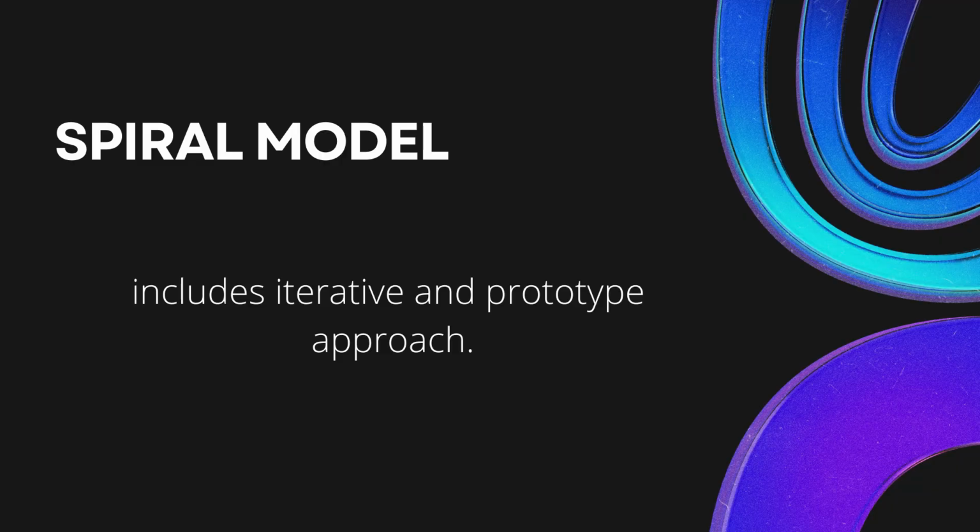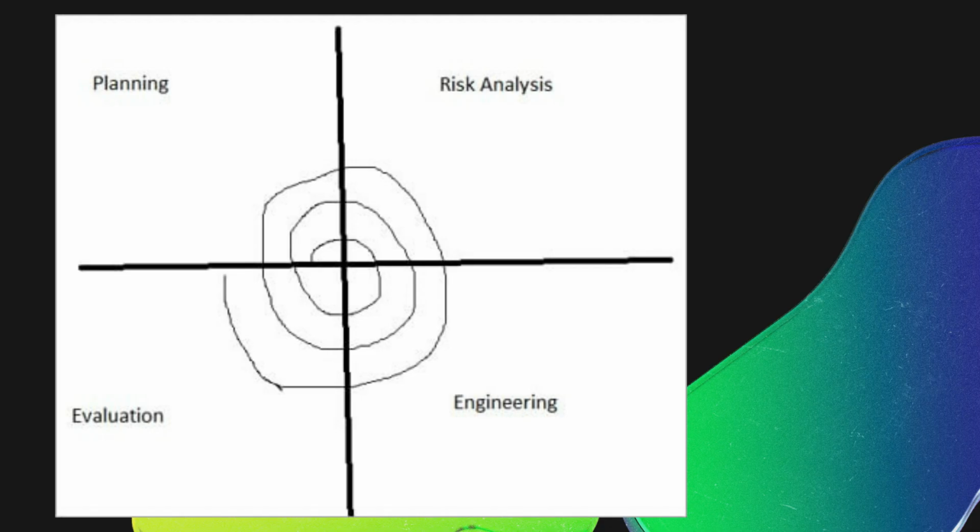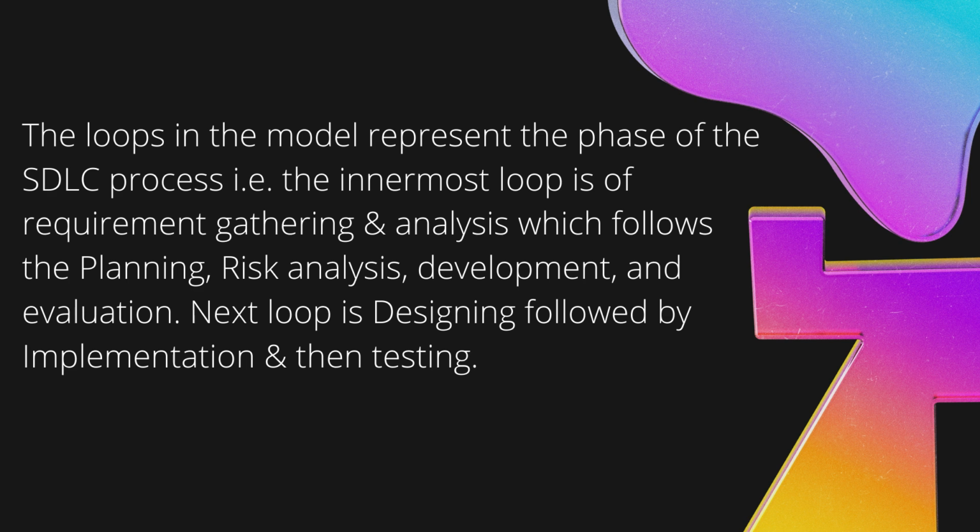The spiral model includes iterative and prototype approach. Take a look at the diagram for this model. Spiral model phases are followed in iterations. The loops in the model represent the phases of the SDLC process, such as the innermost loop is of requirement gathering and analysis, which follows the planning, risk analysis, development, and evaluation. Next loop is designing, followed by the implementation and then testing.